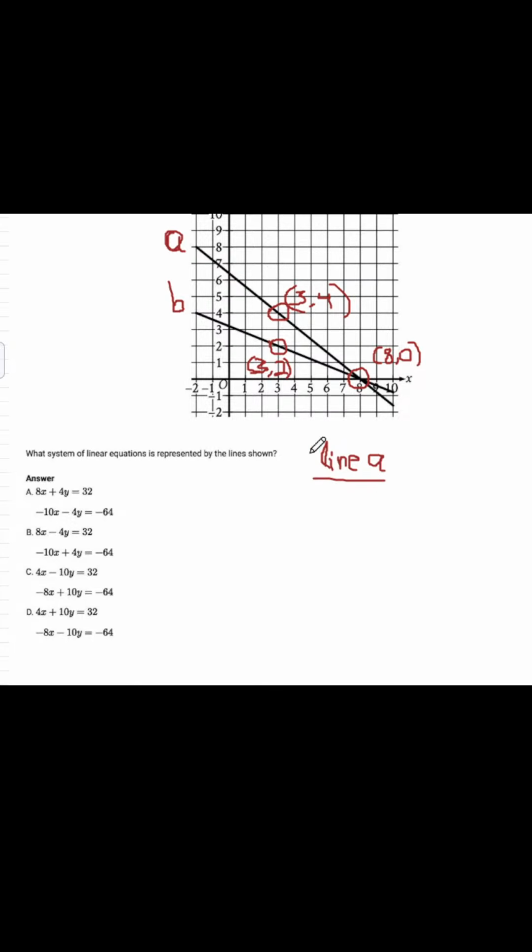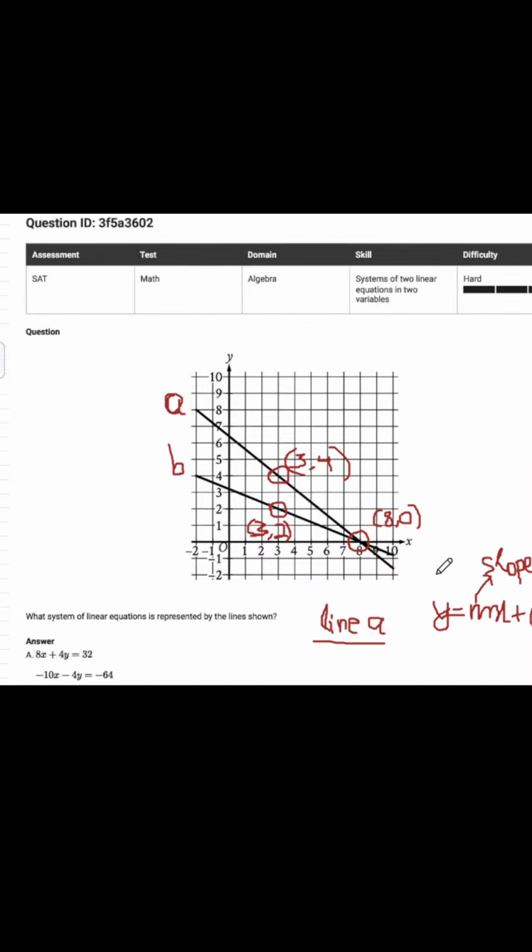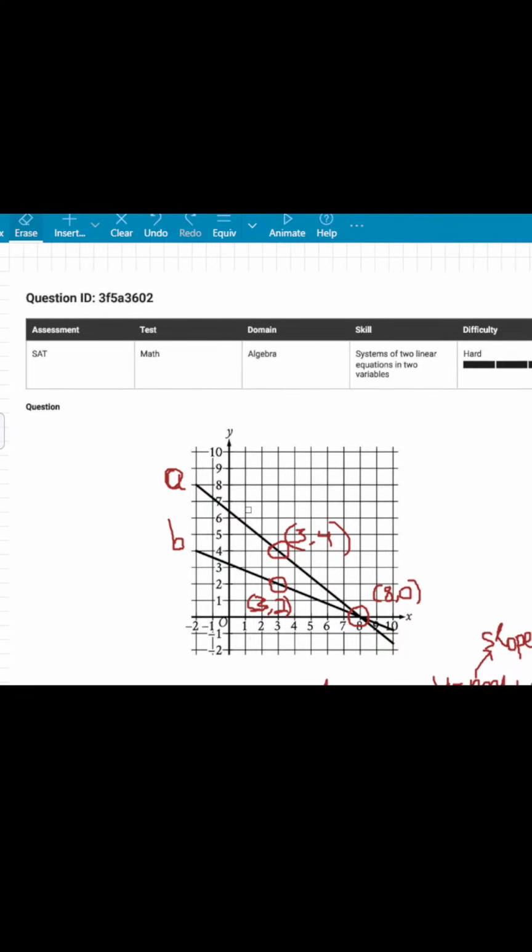Okay, so we have identified 2 points here, (3, 4) and (8, 0). So first we can find the slope, and then we can use this form of the linear equation, which is y = mx + c, where m is the slope. Okay, we don't have the y-intercept, so we will use a different form.